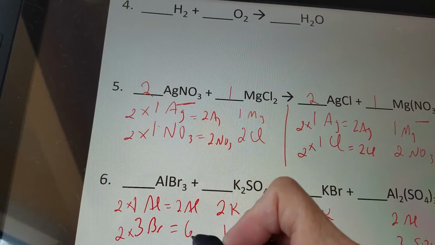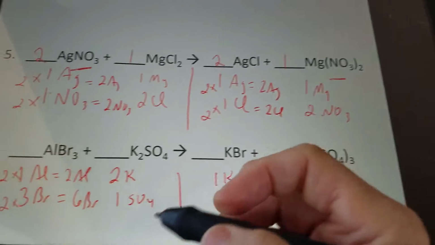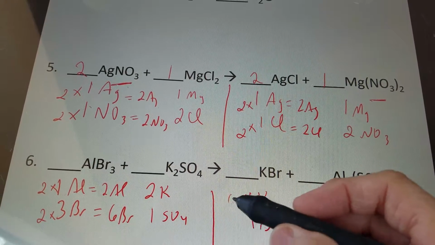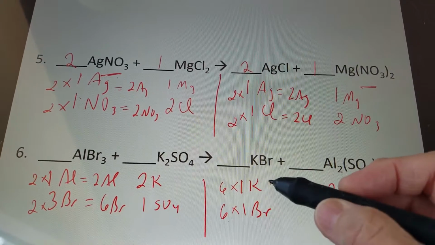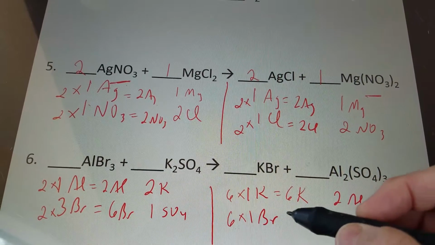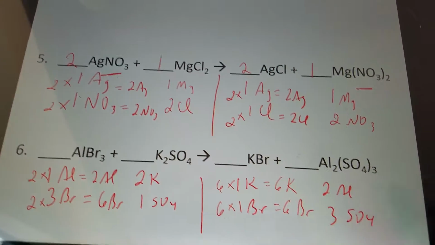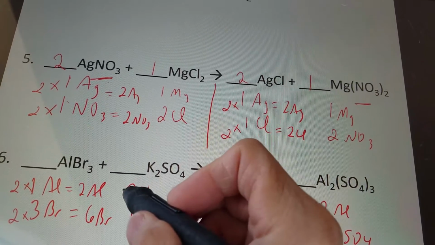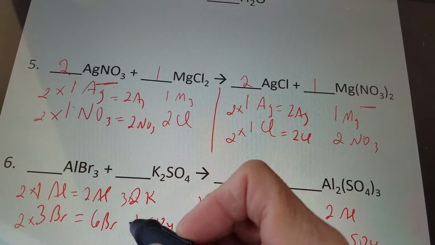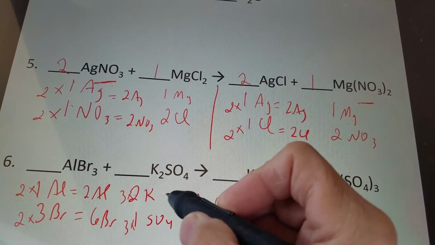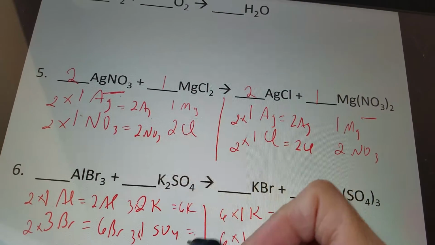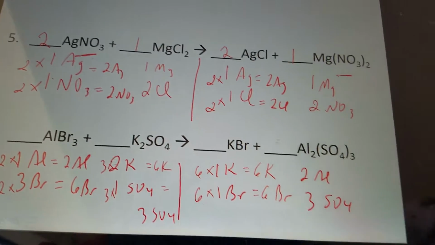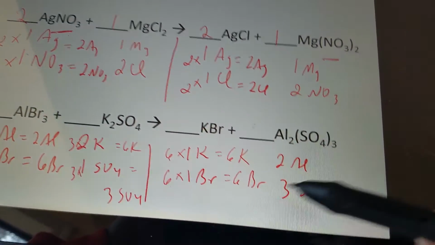So that's going to give us 6 bromines. I have 6 bromine here, but 1, so I'm going to multiply this one by 6, which also multiplies the potassium by 6. I have 2 potassium, 6 potassium, so I need to come over here and multiply this one by 3. I don't run out of room there. And I have 3 sulfates, 3 sulfates.